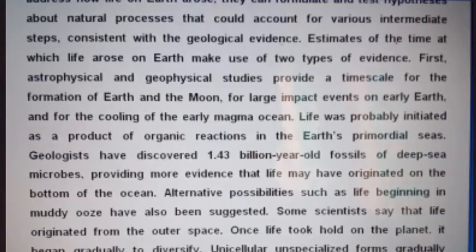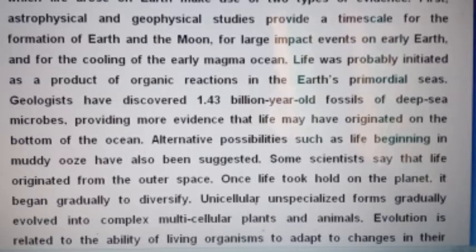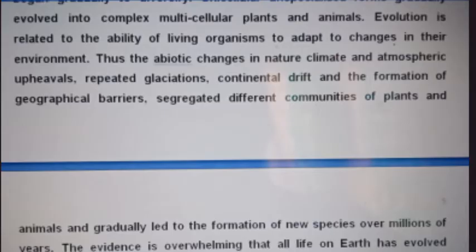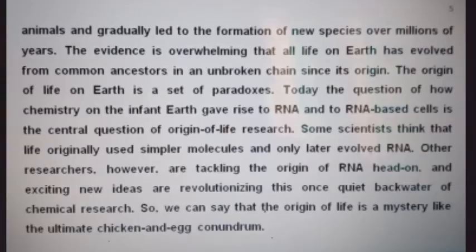Once life took hold on the planet, it began gradually to diversify. Unicellular, unspecialized forms gradually evolved into complex multicellular plants and animals. Evolution is related to the ability of living organisms to adapt to changes in their environment. Thus, the abiotic changes in nature, climate, and atmosphere, upheavals, repeated glaciations, continental drifts, and the formation of geographical barriers segregated different communities of plants and animals and gradually led to the formation of new species over millions of years.